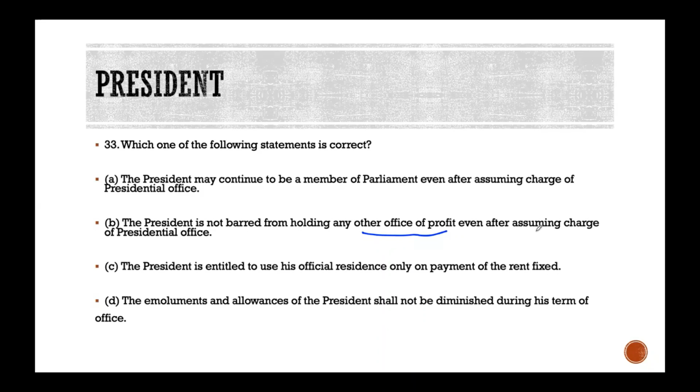So if you're holding an office of profit along with the President's office, what is it? The President's office job is like a part-time job for you. The President is entitled to use his official residence only on payment of the rent fixed. The emoluments and the allowances of the President shall not be diminished during the term of his office.